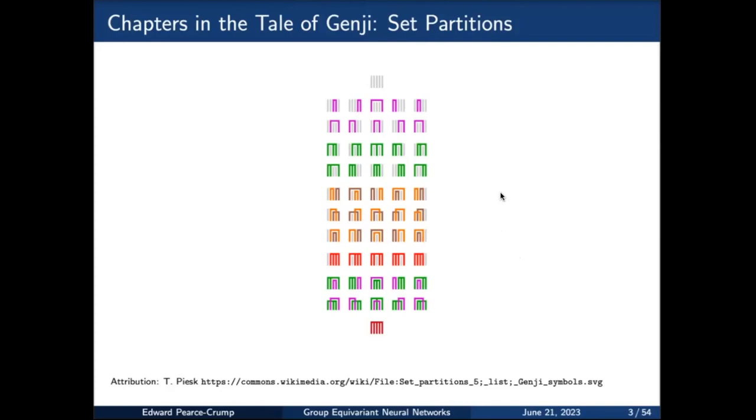Just to be absolutely clear what a set partition is, let's take this one, for example. If we label these bars 1 to 5, then what it says is 1 and 5 are in the same subset by the bracketing at the top. 2 and 3 are in the same subset, and 4 is in a subset of its own. So there are 3 subsets. We're basically partitioning the set 1 to 5 into disjoint subsets, and these subsets we call blocks. These will be important for what follows in terms of the group equivariant neural networks that I'll look at.